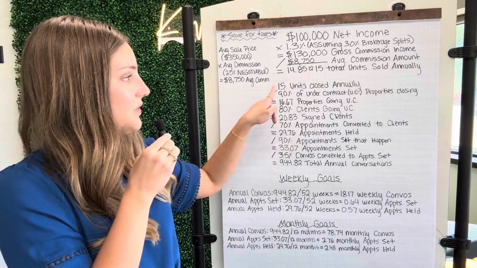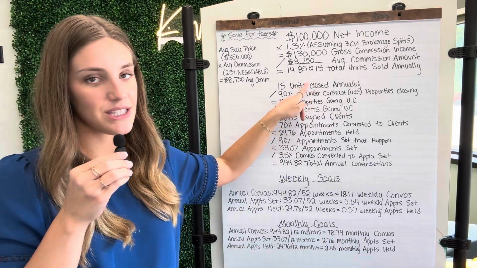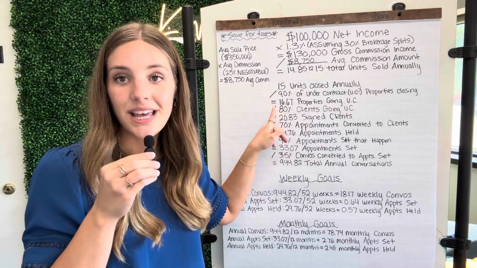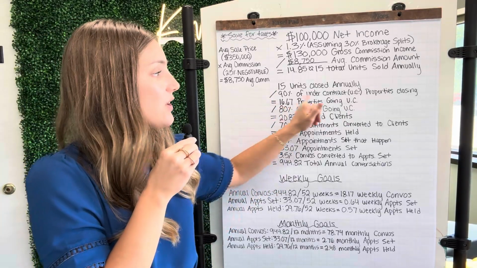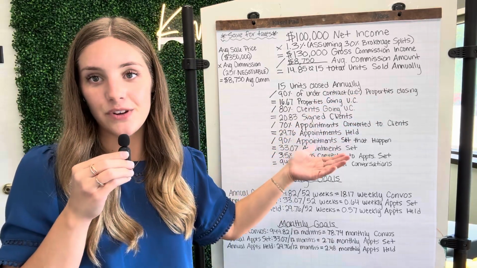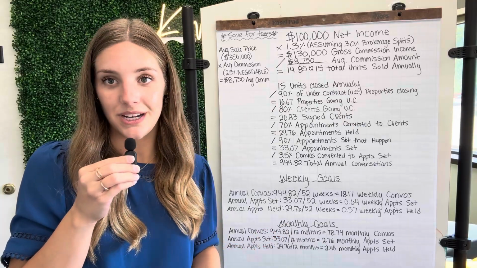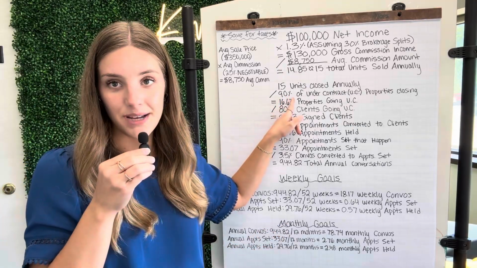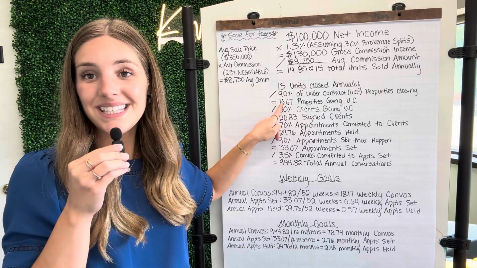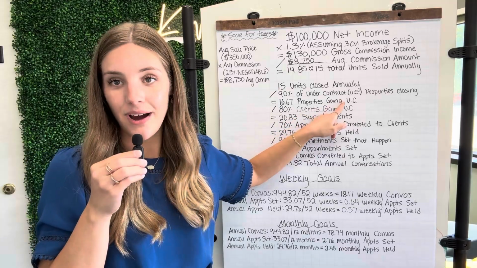So now we know that you need to sell 15 units annually, 15 closed units. So we're going to divide that by the percentage of properties under contract that actually close. I like to use 90% for this. It might be higher, it might be lower. You can input your percentages here, but I like to use 90%. So that means that you need to have 16.67 properties that actually go under contract.